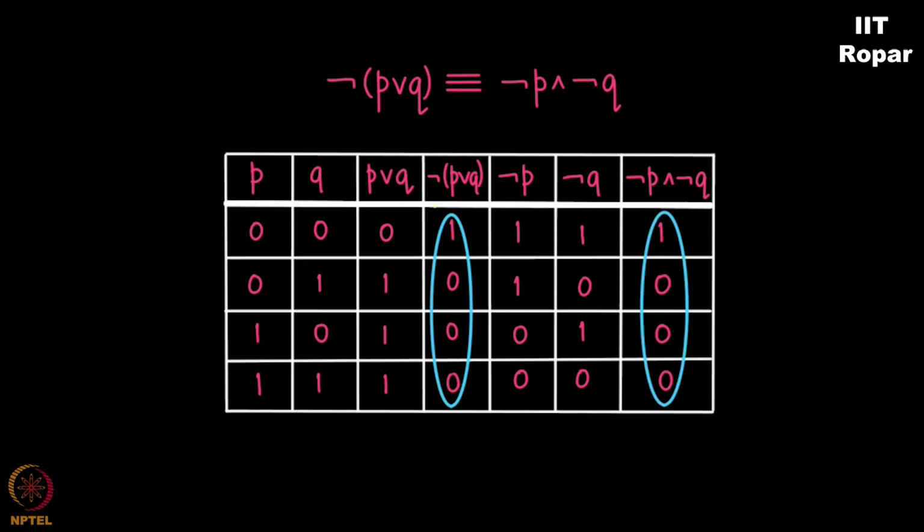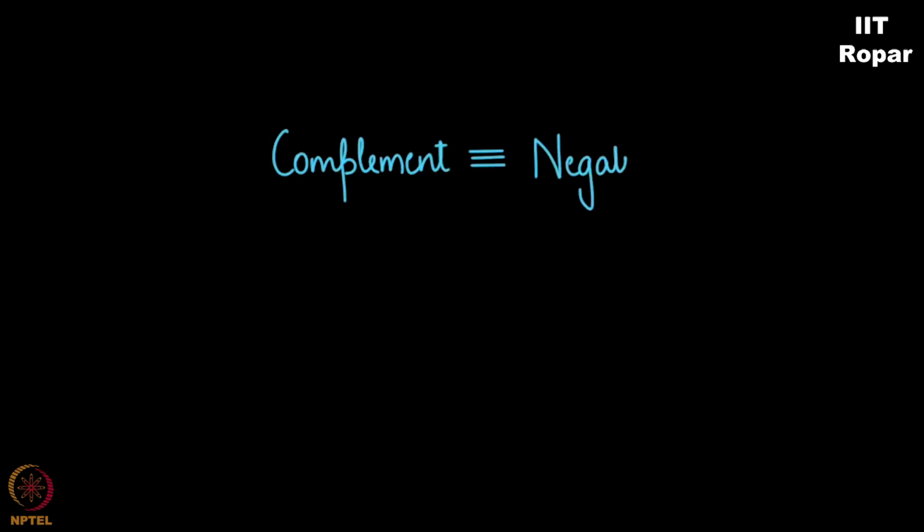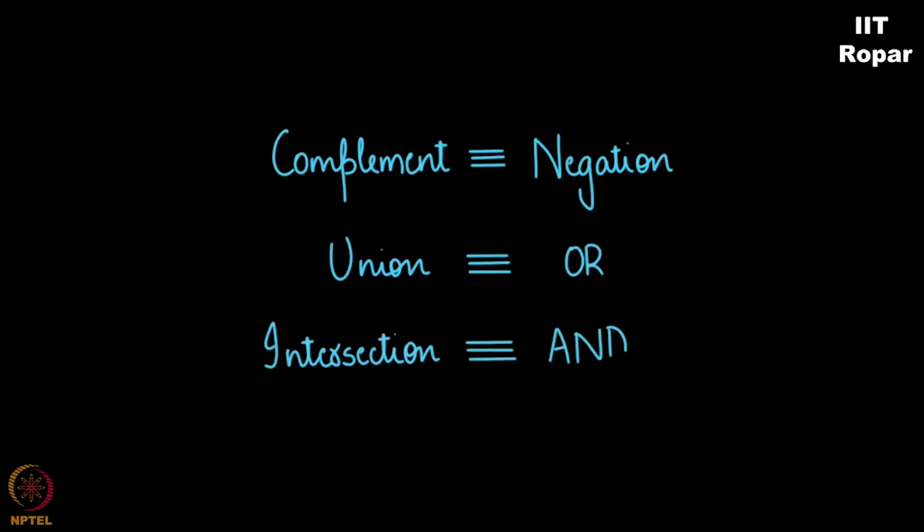You can now connect De Morgan's law to set theory. Complement actually is equivalent to negation. Union here is equivalent to or, and intersection is equivalent to and. So you see some sort of a similarity between De Morgan's law of set theory and De Morgan's law of logic. Now that we have studied these laws, let us see the laws in action in the coming lectures.